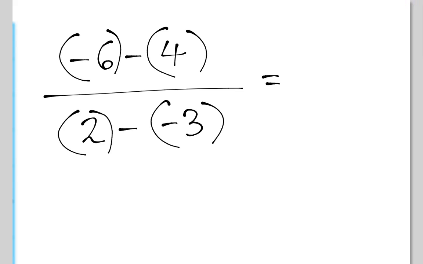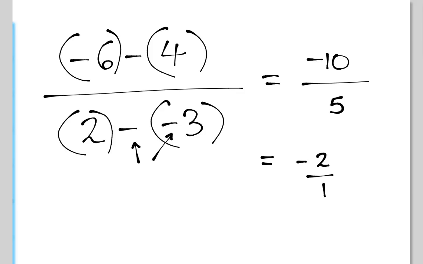You owe $6, and then you have to owe 4 more. So altogether you owe 10. And then the next one, when you see a double negative, you can think of it as a plus. So that's 2 plus 3, which is 5. And then a negative divided by a positive. And then it reduces to the lowest terms fraction.